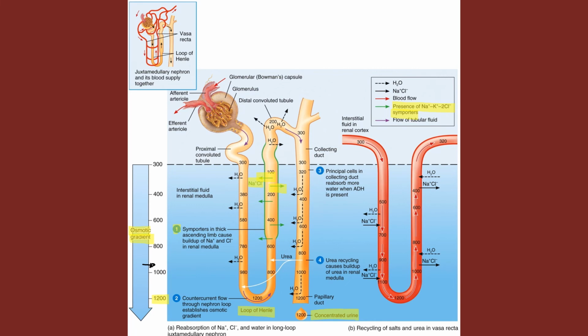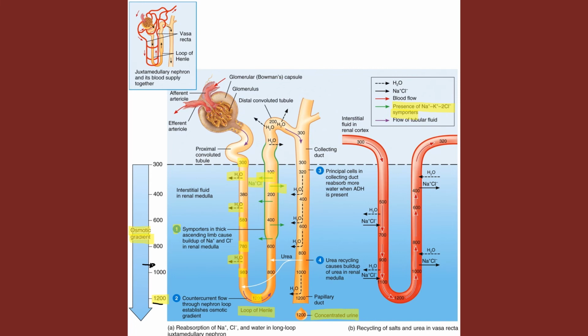Whereas these really long juxtamedullary nephron loops are going to go much deeper into that osmotic gradient. So we're going to get a much higher osmolarity at the bottom of that loop of Henle. But essentially it's going to be the same. We're going to have 300 milliosmoles at the end of that proximal convoluted tubule. As we go down the descending limb of the loop, water is going to be leaving just like we saw before, which means that inside the tubule, that concentration is going to be increasing.